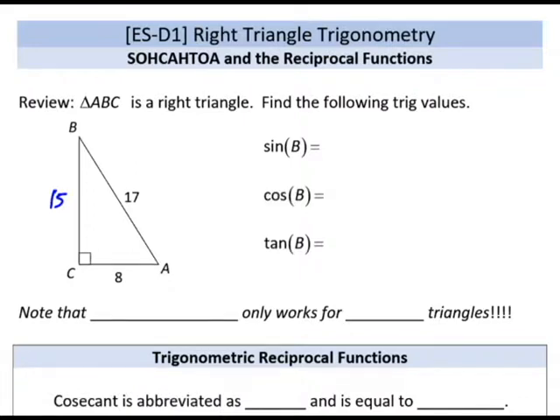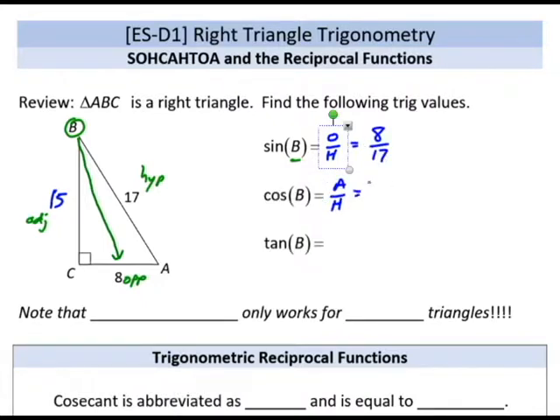Now that we have the third side, we can find sine, cosine, and tangent using SOHCAHTOA. It's important to remember that if we're taking the sine of angle B, its opposite and adjacent sides are relative to angle B. The opposite side is across the triangle, so this is the opposite. This is the adjacent. Hypotenuse is not relative, it's always the hypotenuse. Now we use SOHCAHTOA to complete these ratios. It's important to remember that SOHCAHTOA only works for right triangles.